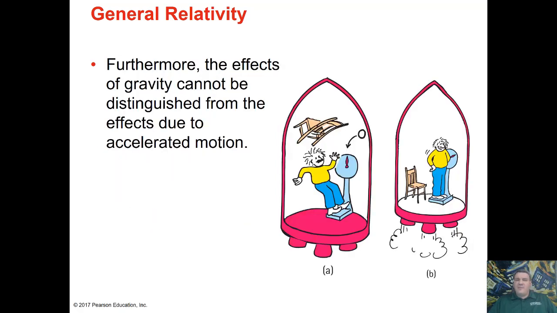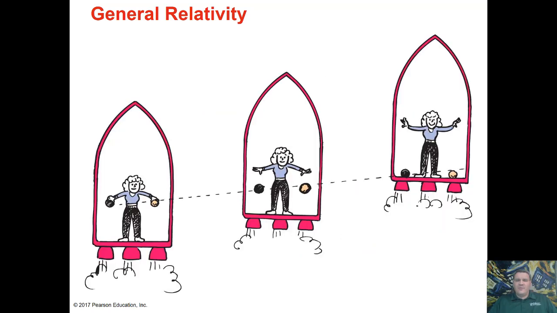So, because of this, what this states is that acceleration and gravity are actually the same thing. That it is impossible to distinguish the effects of gravity from the effects of accelerated motion. So, what this means is as an object is accelerating up, to an observer inside of that, it would appear as though gravity was acting.